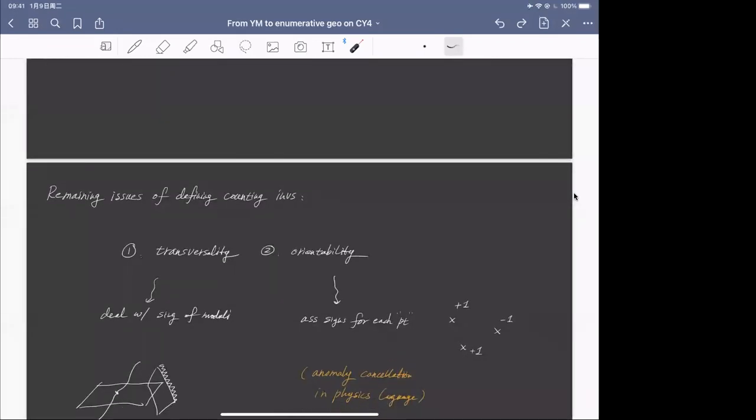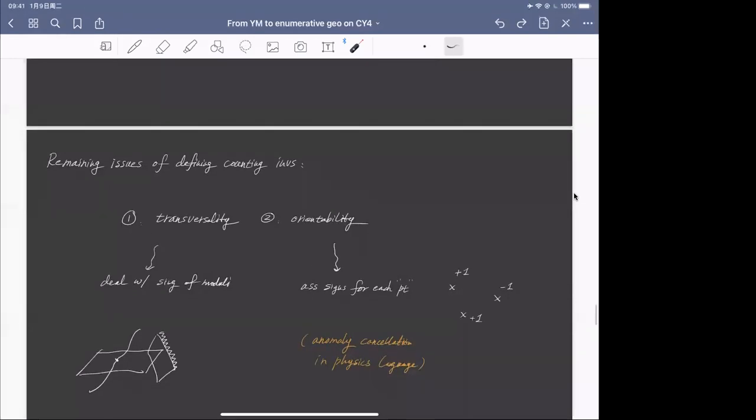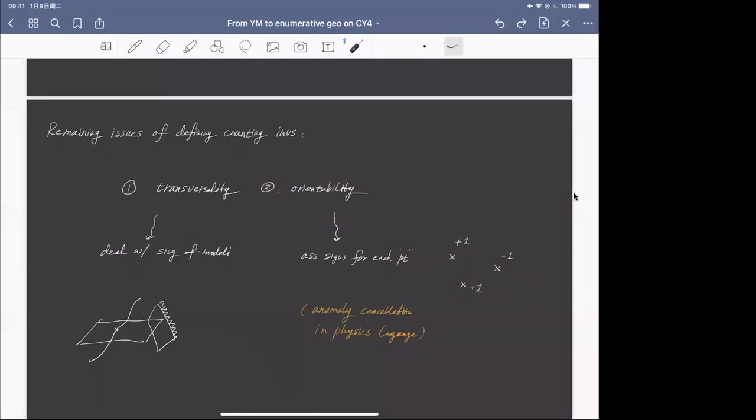This is not the end of the story. The remaining issues in defining the counting invariants are the following. There are two issues: the so-called transversality issue and the orientability issue. This is the technical part. The transversality issue basically deals with the singularity of the moduli space. Unlike the moduli space of objects on low-dimensional manifolds, the moduli space of sheaves or bundles on Calabi-Yau 4-folds is very, very degenerate. It's very complicated. For example, the moduli space can look like this.